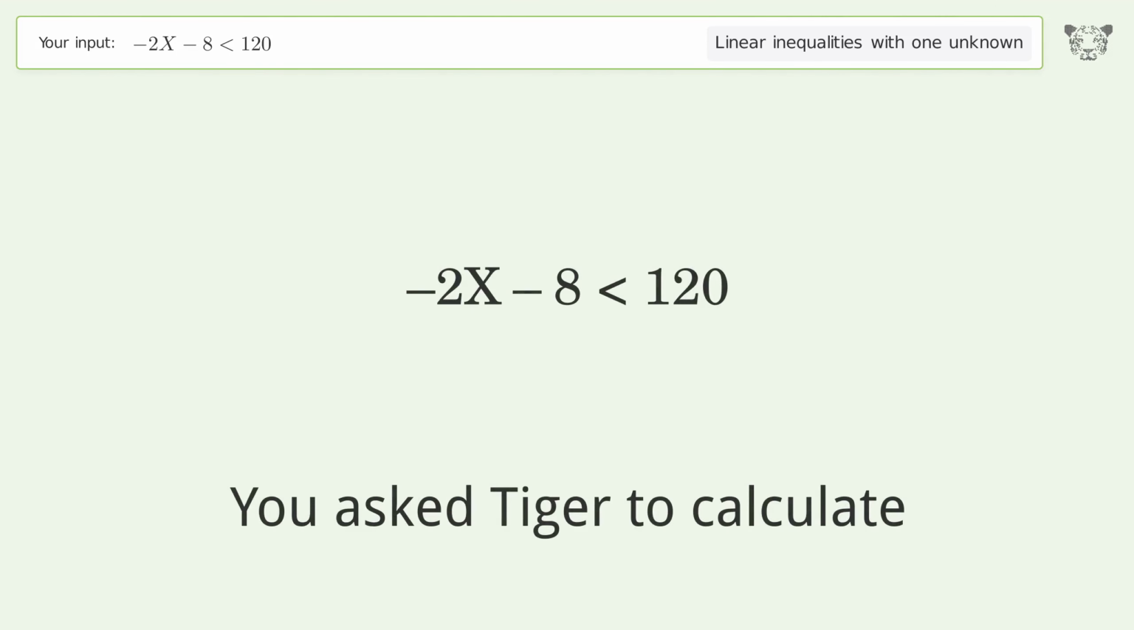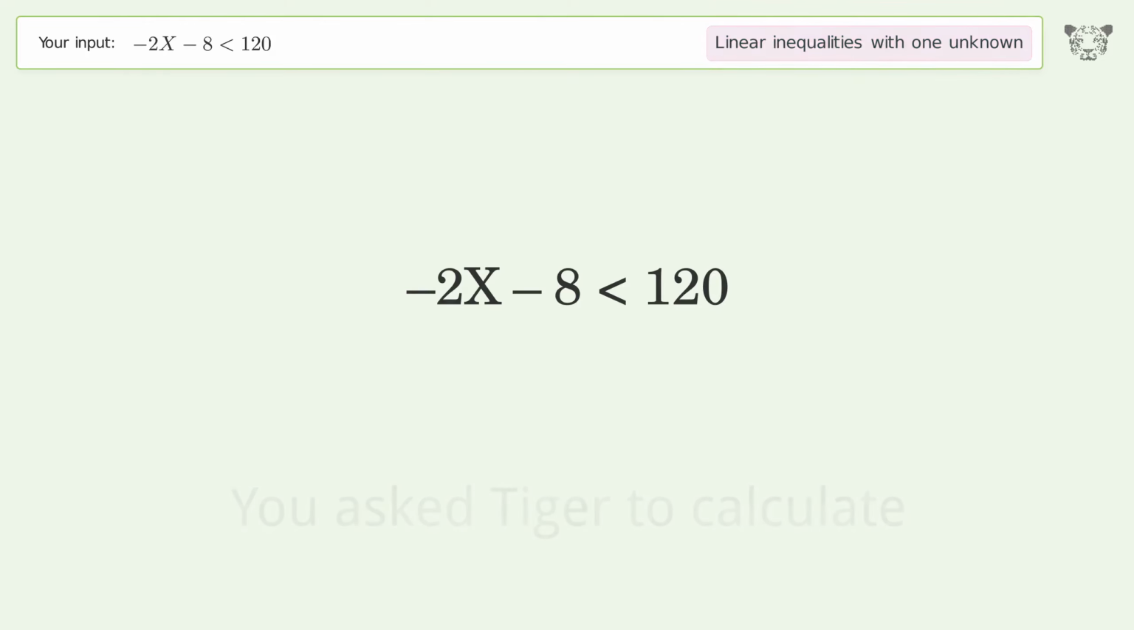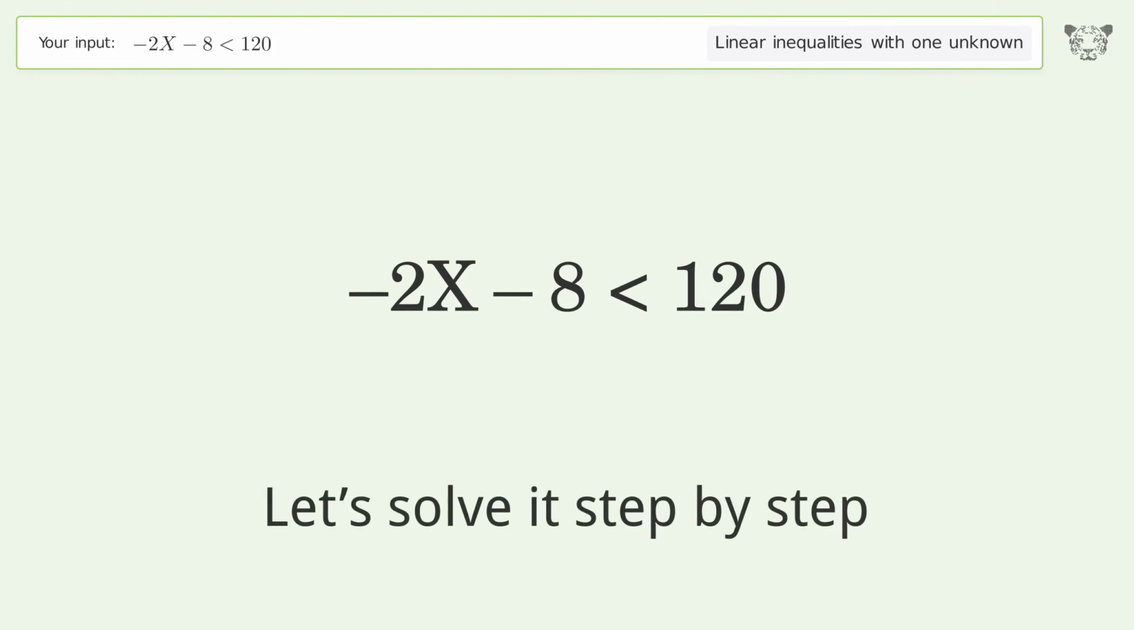You ask Tiger to calculate. This deals with linear inequalities with one unknown. The final result is x greater than -64. Let's solve it step by step.